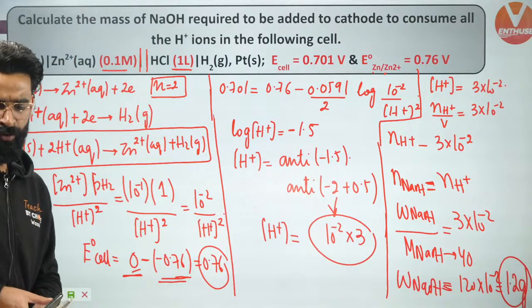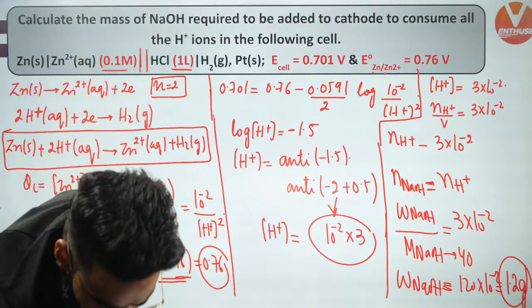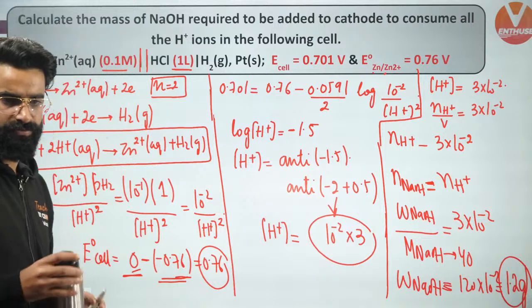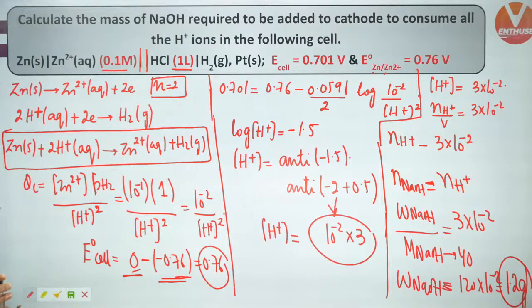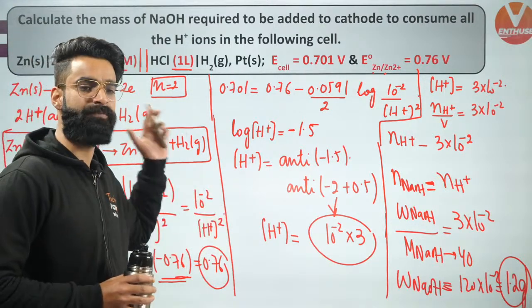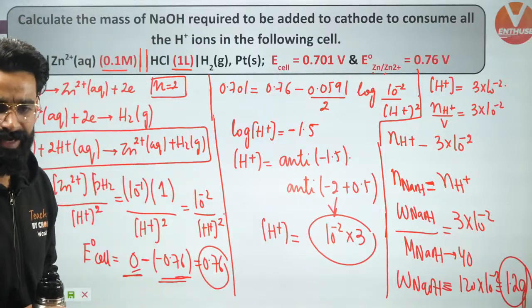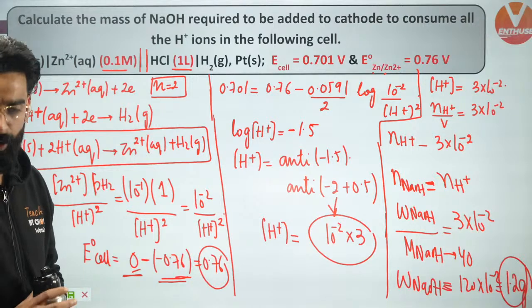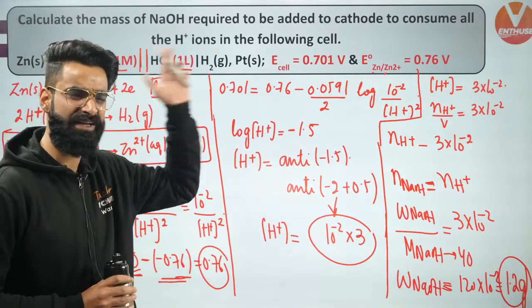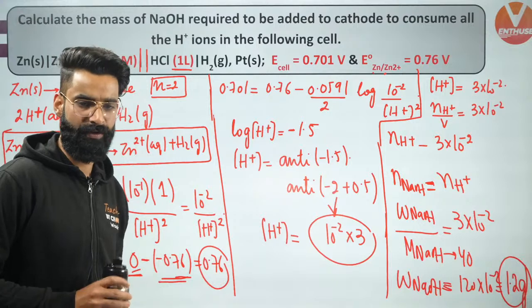Should I be moving ahead? Exactly, Rashid. 1.2 grams of NaOH are supposed to be added to the cathodic container. Then only complete neutralization will happen. Then only NaOH is going to react with the entire H positive which will be there in the cathodic container.